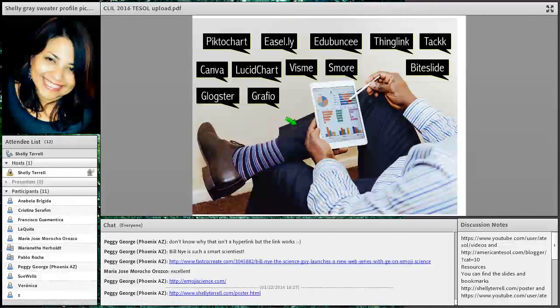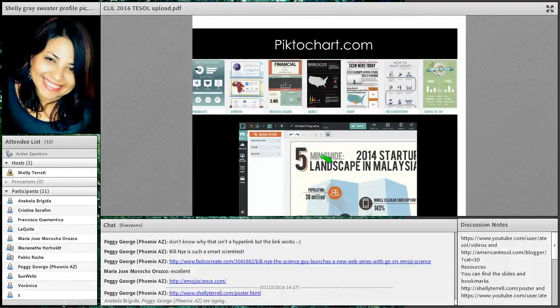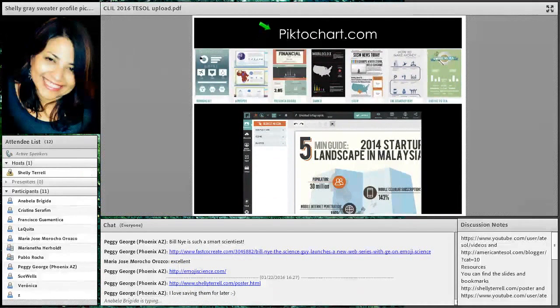These are a bunch of them. Thank you, Peggy, for sharing where you can find all of those, shellyturtle.com/poster. I'm going to show you a particular one. This one is my favorite, which is Piktochart. Piktochart.com, I find it very easy.